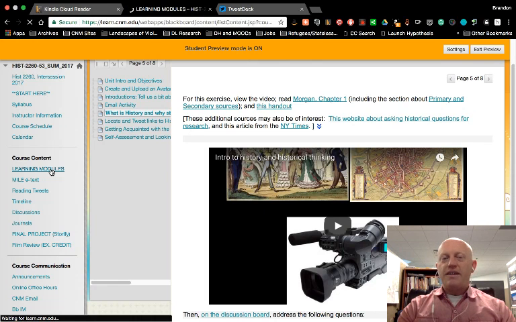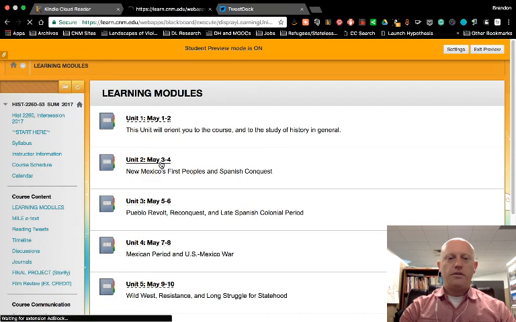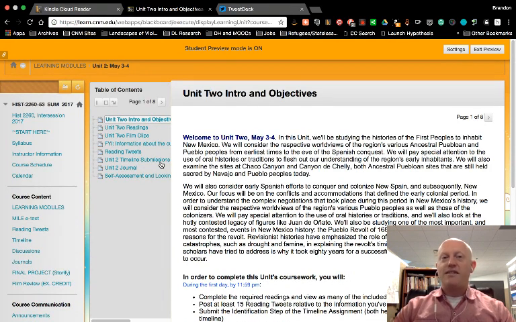Unit 2 is slightly different just because it's organized a little bit differently. The objectives are different. Units 2 through 6 are pretty much set up the exact same. It's just that Unit 1 is the outlier.